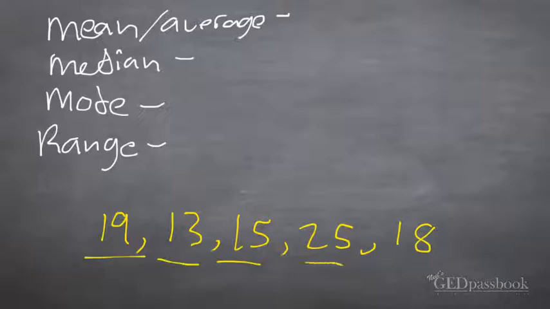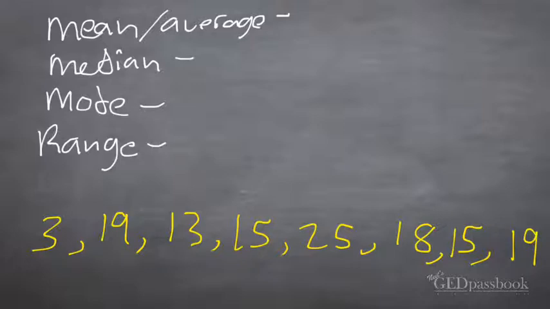19, 13, 15, 25, 18. There's not a duplicate of any of the numbers. So in this specific problem, there is no mode, right? But what if I were to add a couple of numbers? You already have 15. You already have 19. That's exactly what I'm going for. So now we have a new set of numbers, right? Tell me, what's the mode? Pretty much, spot the number that pops up the most.